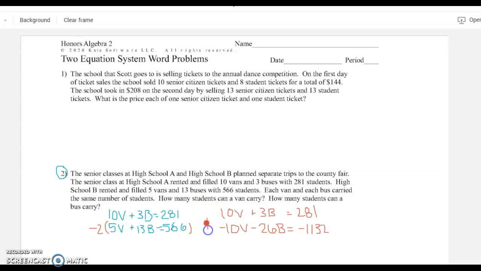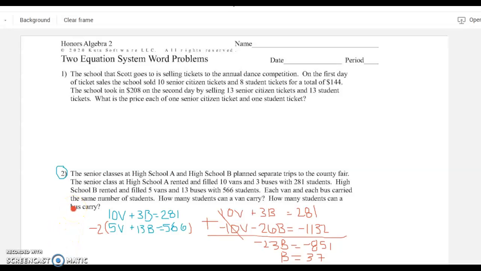So when I add those up, I can say bye-bye to my V's. 3B minus 26B would be negative 23B. When I combine over here, 281 minus 1,132 is negative 851. So then to solve for B, I would divide by negative 23 and find out that B, the amount of kids on each bus, seriously, is 37. That sounds illegal. That's how you get math problems that just use random numbers.